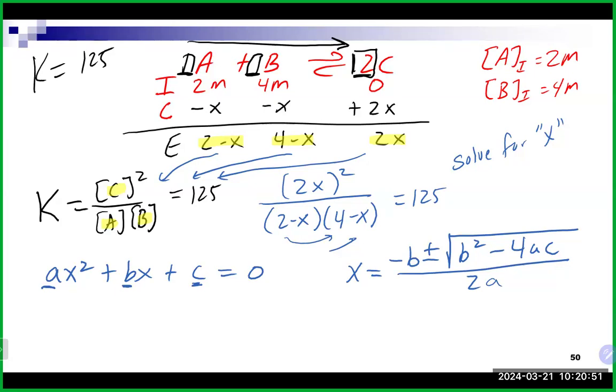The x in the table is basically the change that's occurring. So it's how much, for example, reactants we're losing as this reaction takes place, and how much products we're gaining on the other side.